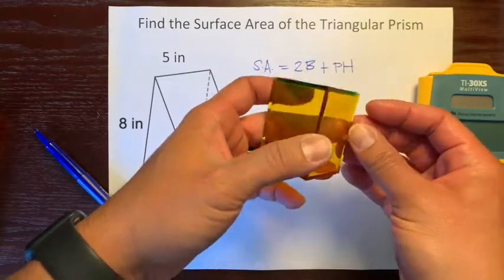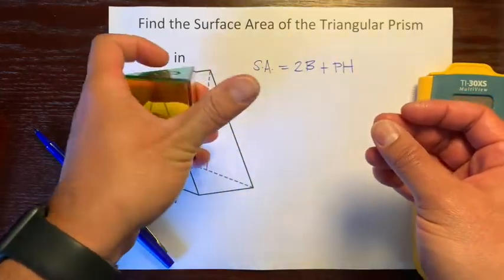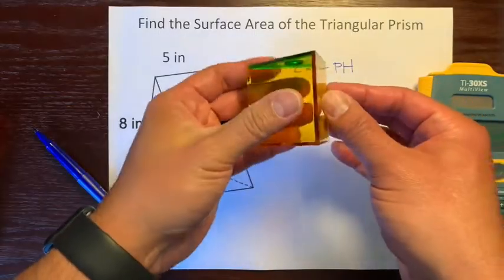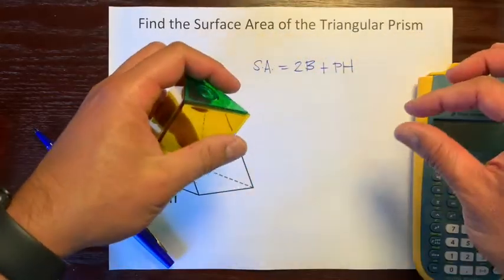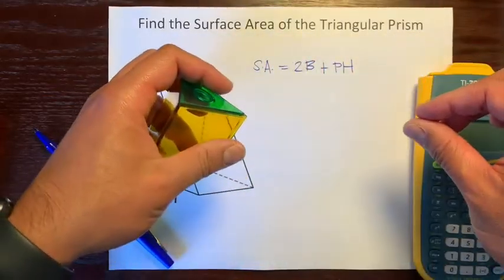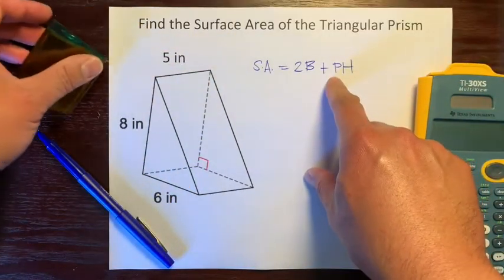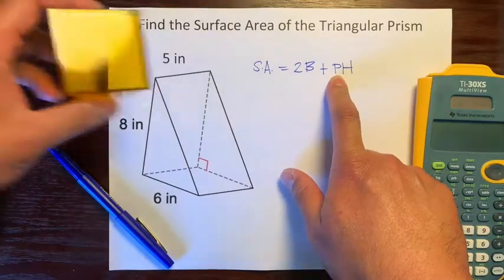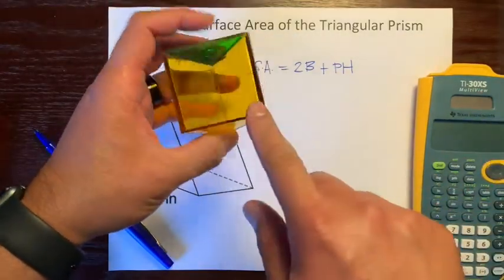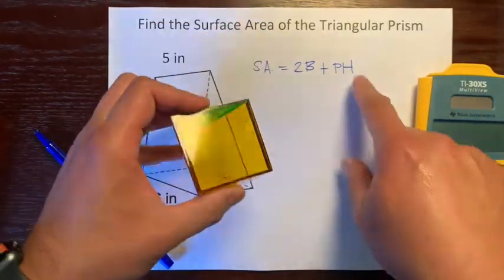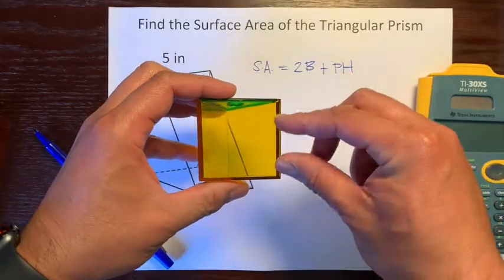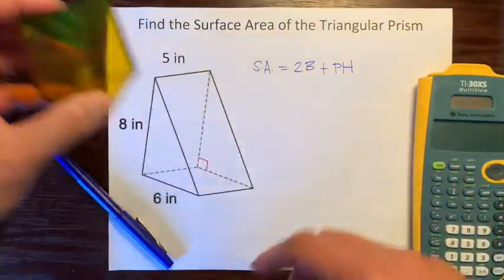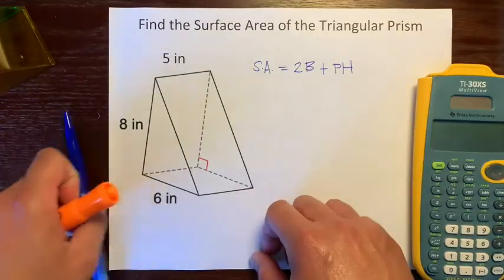If we unwrap this here and here, these 4 faces right here would make a rectangle. So we're finding the area of that rectangle by using the base perimeter. So the base perimeter, this plus this plus this, times the distance between the two bases right here. So let's use this example.